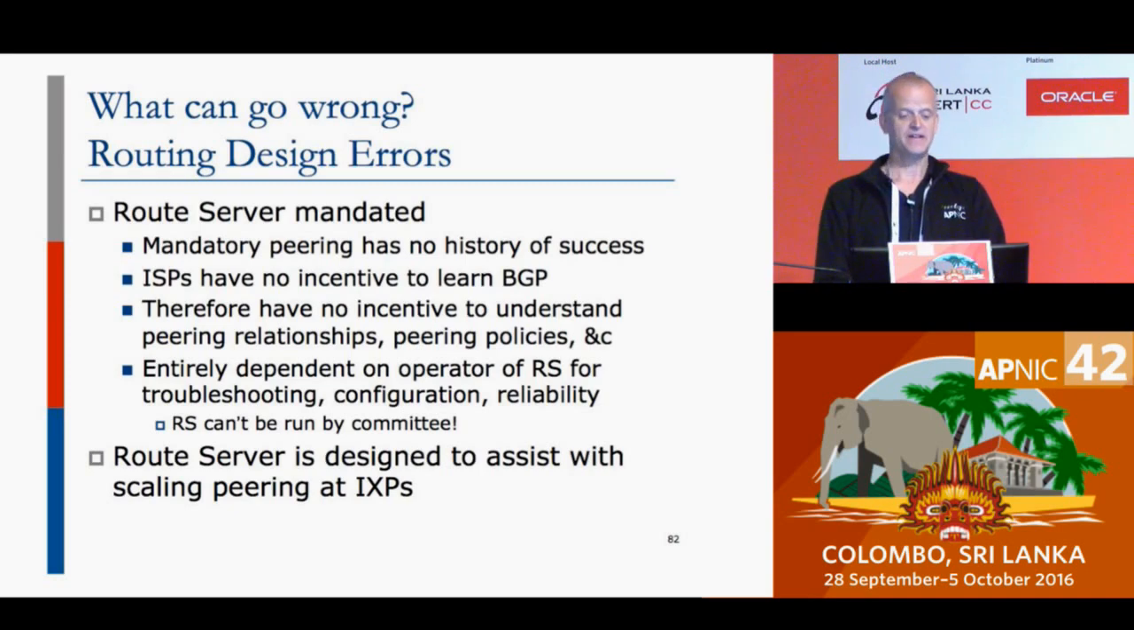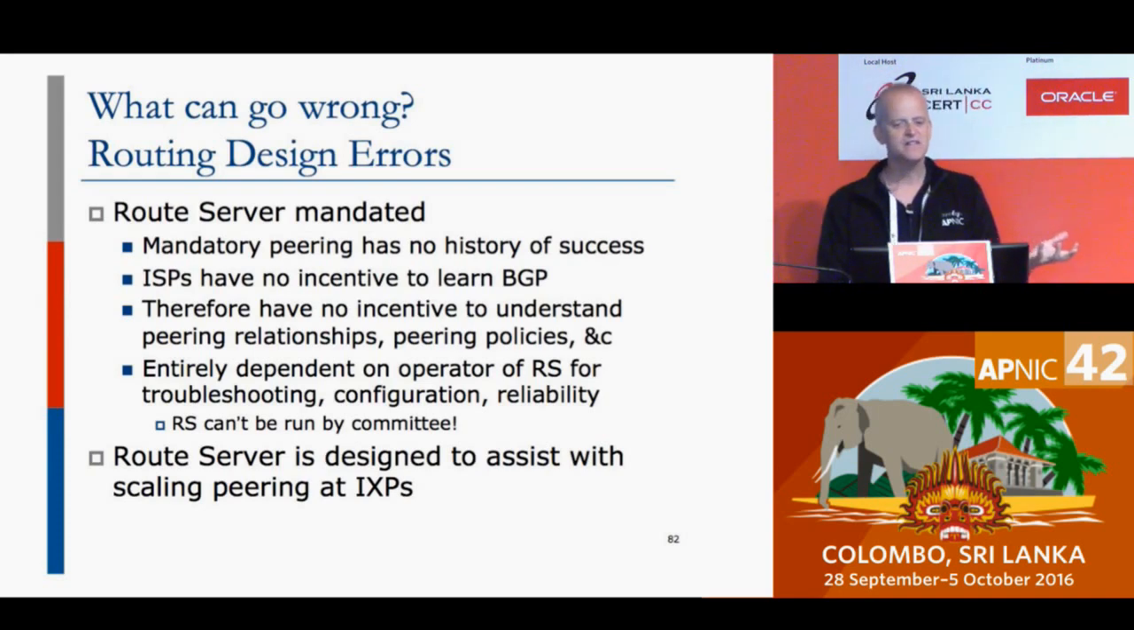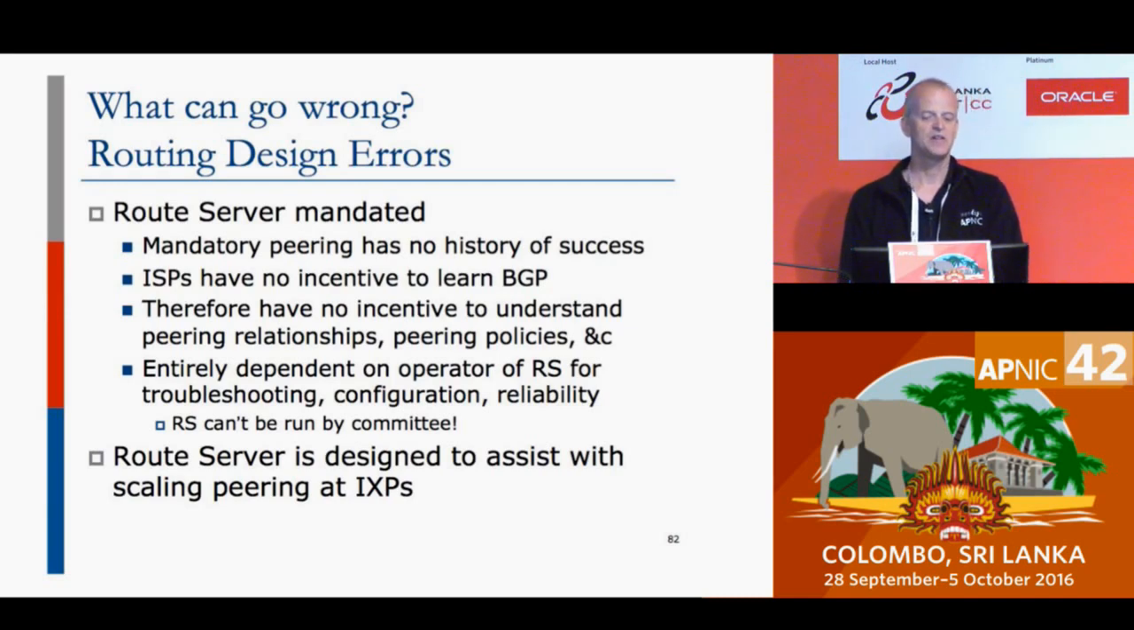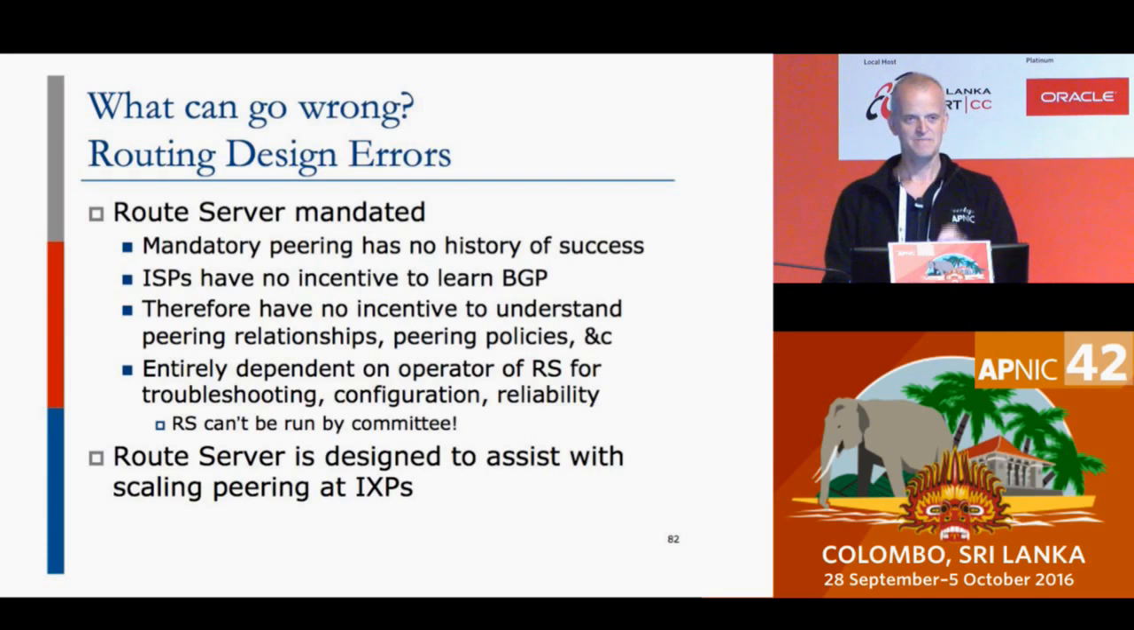Oh, routing design errors. Route server mandated. So we already talked about mandatory peering, no history of success. Service providers have no incentive to learn BGP, no incentive to understand peering relationships, peering policies, or anything else. So you become entirely dependent on the operator of the route server for troubleshooting, configuration, and reliability. A route server can't really be run by a committee. Remember, it's designed to assist with scaling the exchanges.